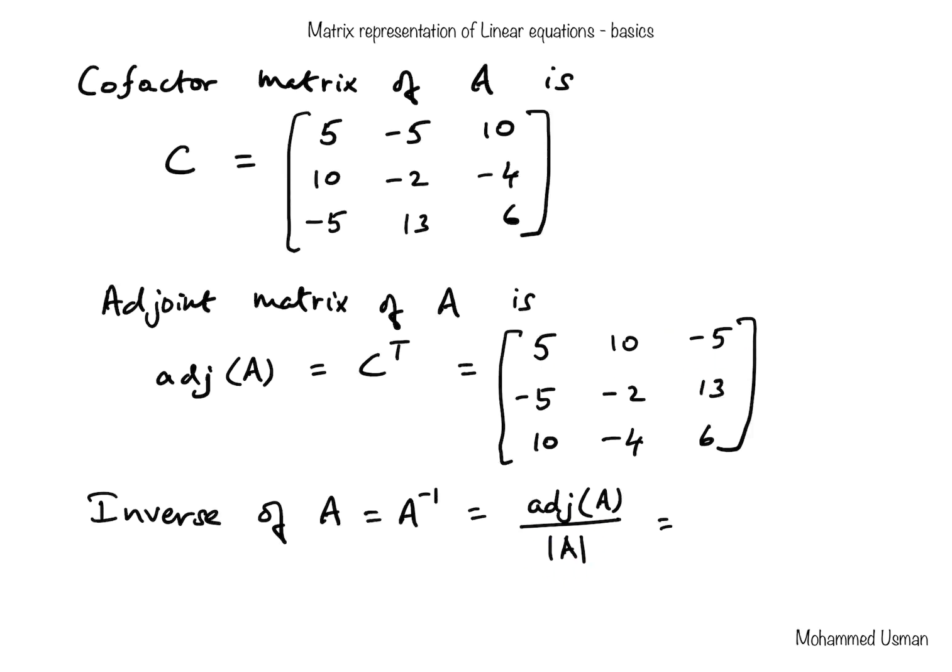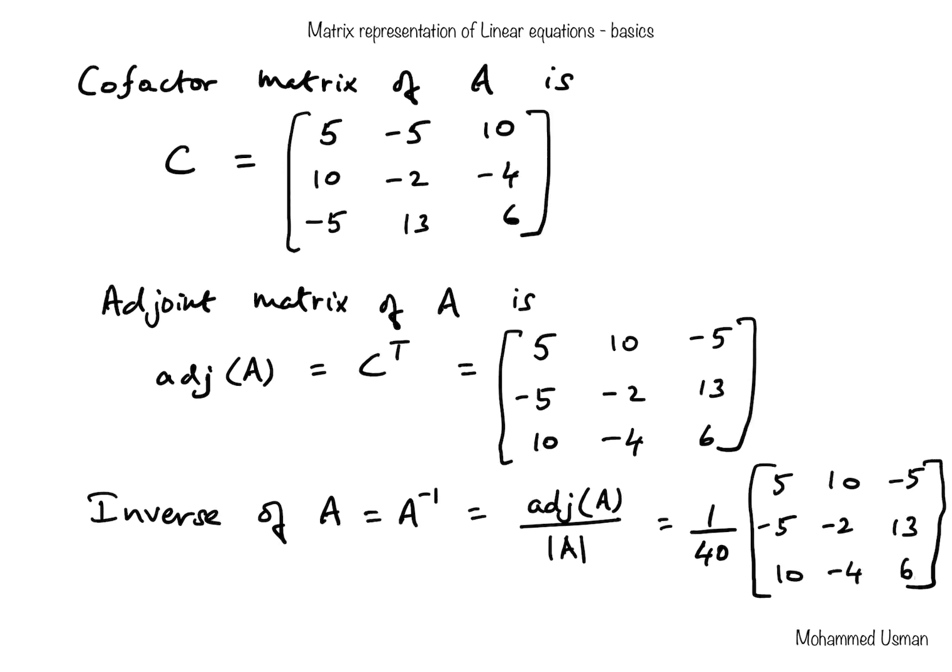So dividing by 40 here means 5 by 40, 10 by 40, -5 by 40, -5 by 40, -2 by 40, 13 by 40, 10 by 40, -4 by 40, and 6 by 40. So we will just keep that 40 outside the matrix for now. So we'll simply write that as 1 by 40 because we are dividing by 40. And the C transpose, we will keep it as it is. So 5, 10, -5, -5, -2, 13, and 10, -4, and 6. So that's our, let me write that properly.